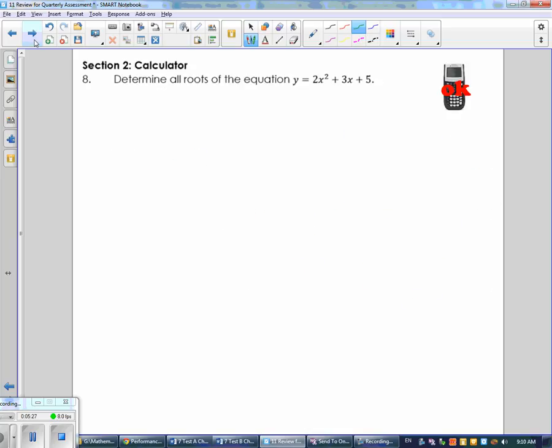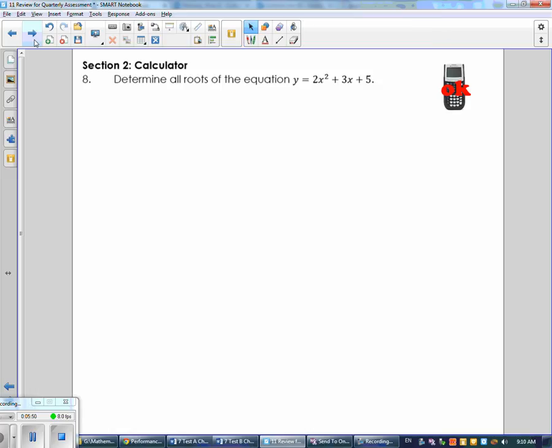Okay. In number 8, it says to determine all of the roots to the equation 2x squared plus 3x plus 5. Now, you can try to use a calculator here. It's kind of unfair, I think, that it's on the calculator section because, honestly, if you graph it, you're going to find that the quadratic equation has no x-intercepts. So you'll have to use the quadratic formula here.